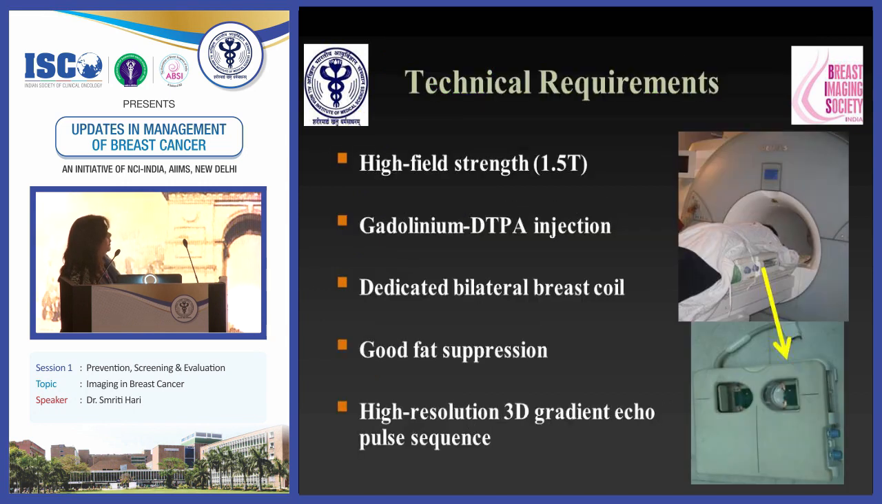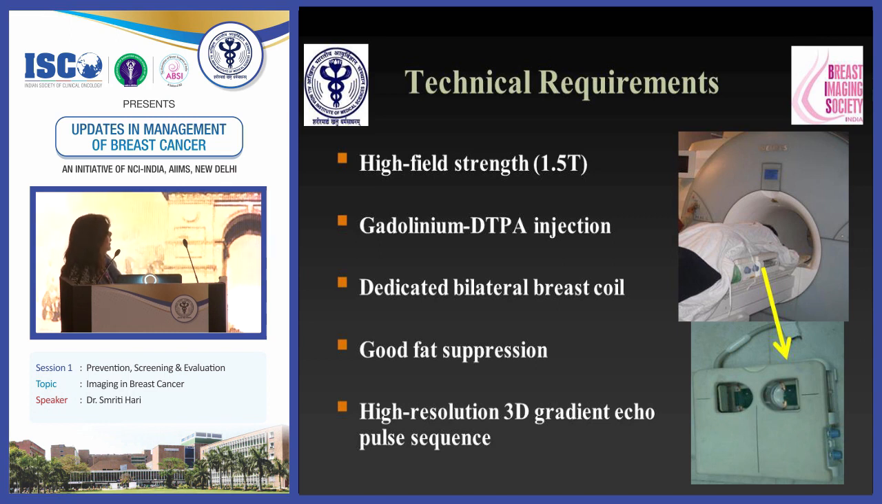But the bottom line to remember is that the technical requirements must be met. We should only send patients for MRI if an MRI center meets these technical requirements. That is, it should be a minimum of 1.5 Tesla magnet. They must employ the gadolinium injection. Non-contrast breast MRI has no role whatsoever.